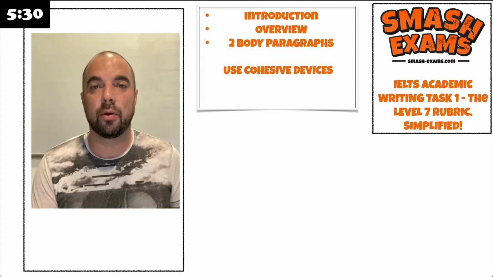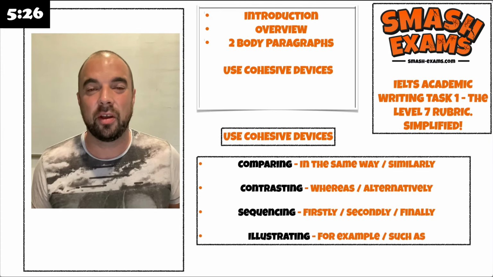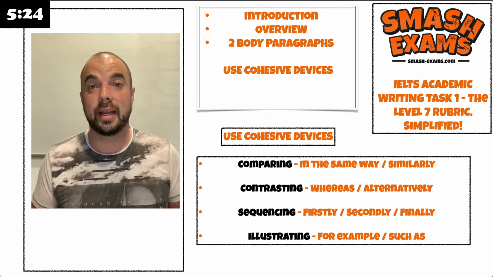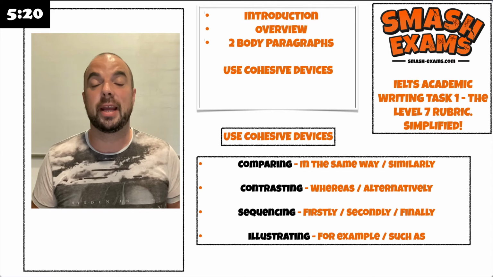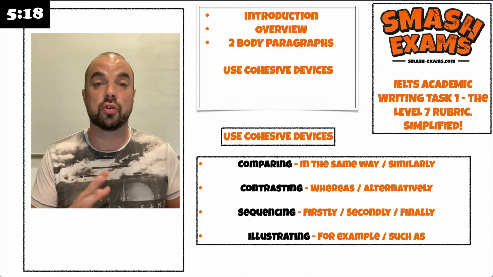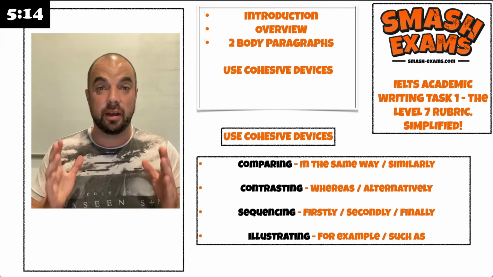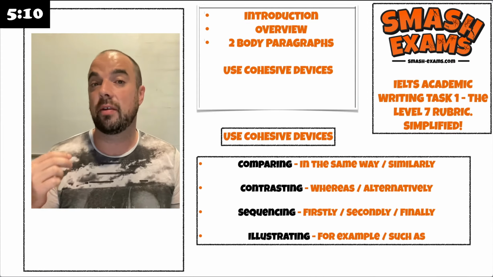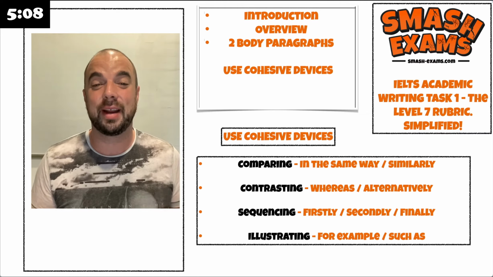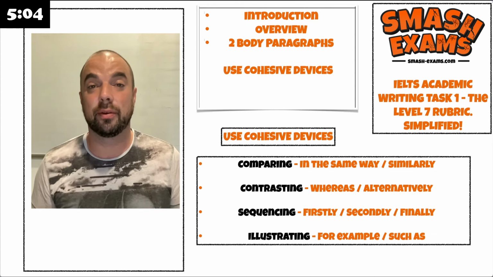We don't have time to go through all of them now, but here are some cohesive devices that you can learn and try and fit in the essay. Basically, if you want to compare something, you can say in the same way or similarly. If you want to contrast, which means it's different, you can say whereas or alternatively. The best way to get grades is to add sequencing, so you can say firstly or secondly or finally. And finally, if you want to illustrate your point, you can give examples.